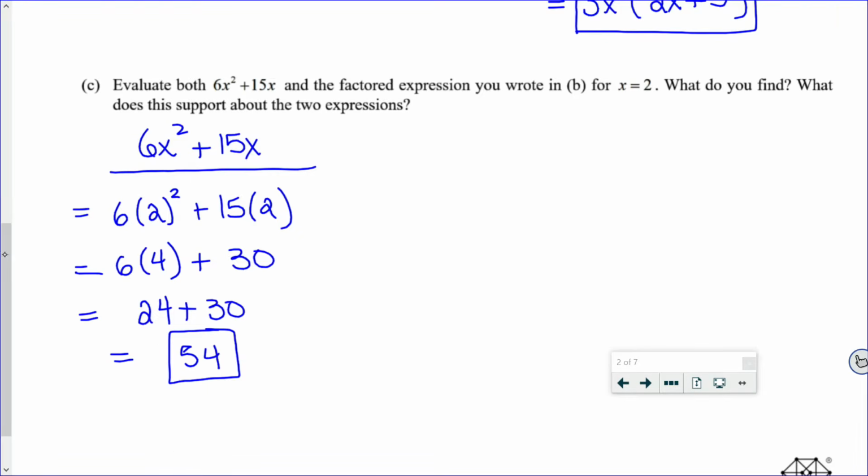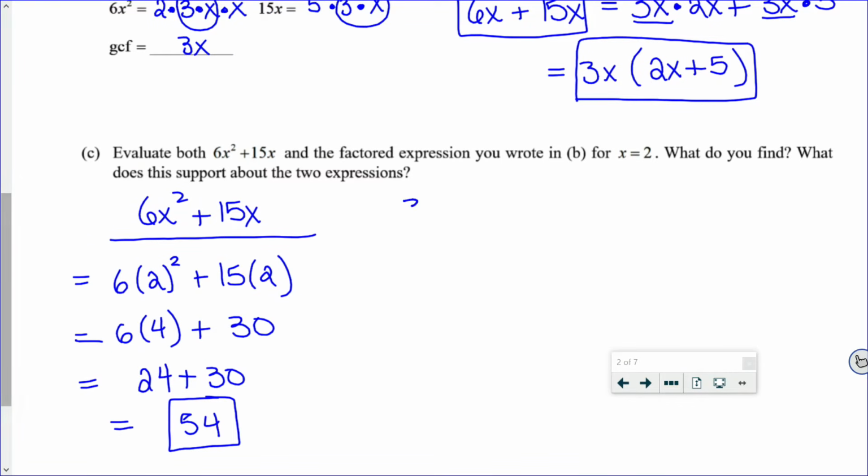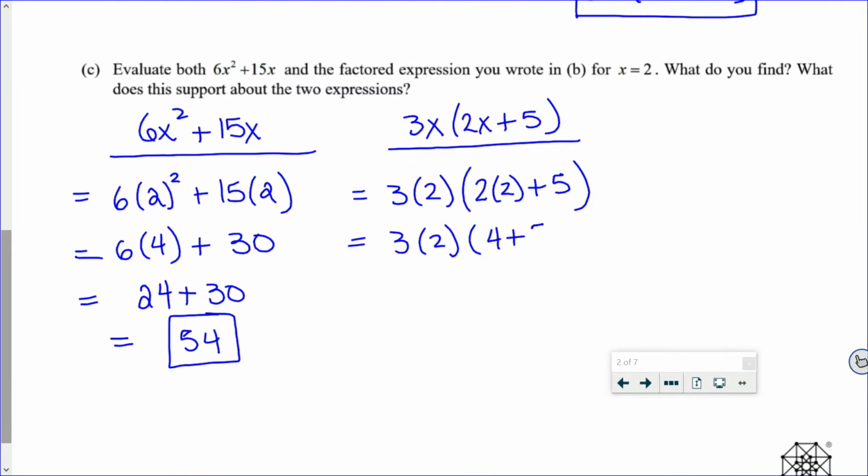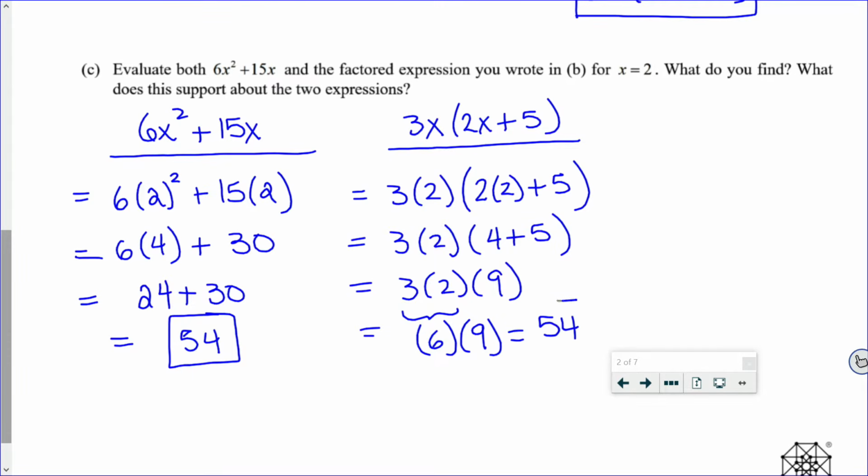Now let's take a look at my factored expression, which is right up here: 3x times (2x plus 5). What's that equal to when x is equal to 2? Well, that's going to be 3 times 2 times (2 times 2 plus 5). Just be careful here. That's going to be 3 times 2 times (4 plus 5), and that's going to be 3 times 2 times 9. Now we'll just do 3 times 2 and get 6 times 9. And 6 times 9 is 54.